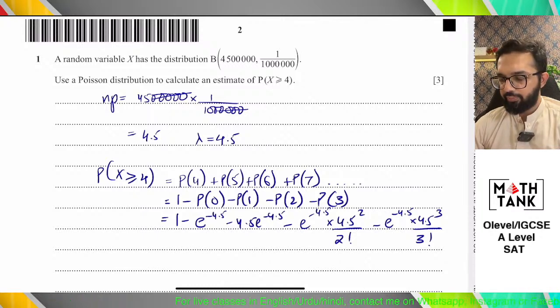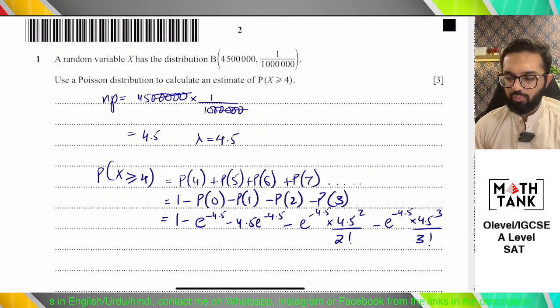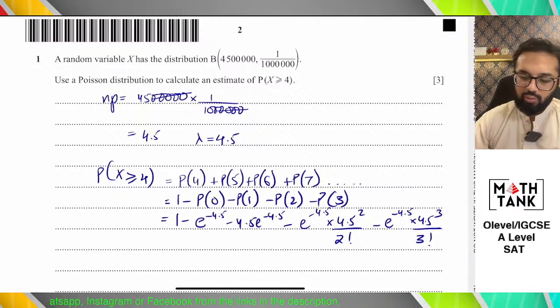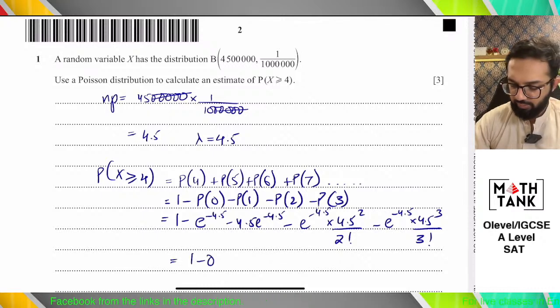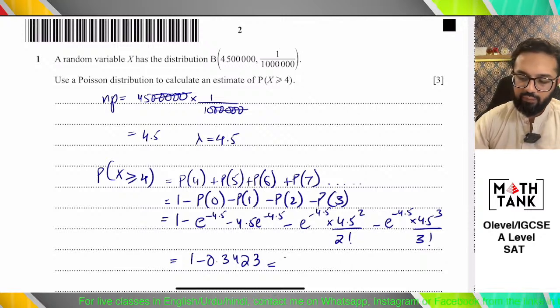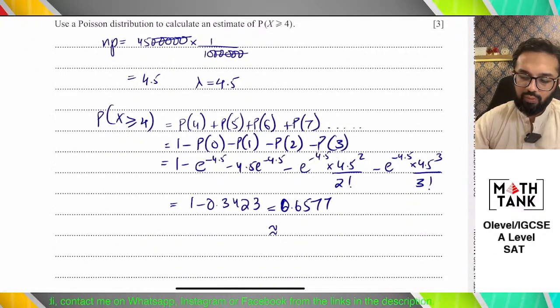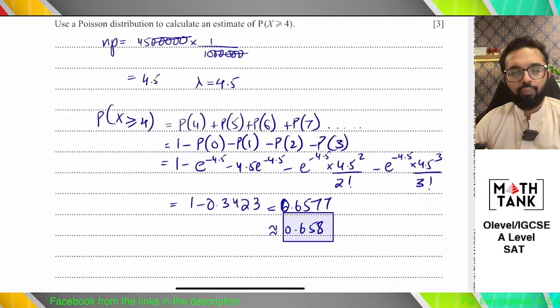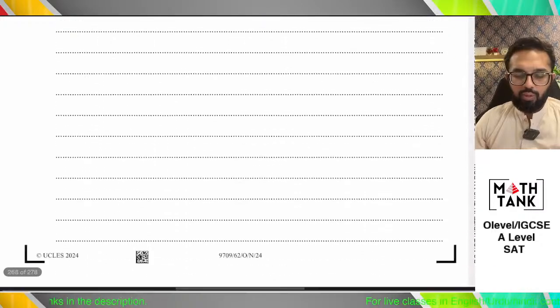Okay, I will put this on my calculator and accumulate. So I think that gives me 1 minus 0.3423, which is 0.6577. To three significant figures that is 0.658. Okay, let's go to the next question.